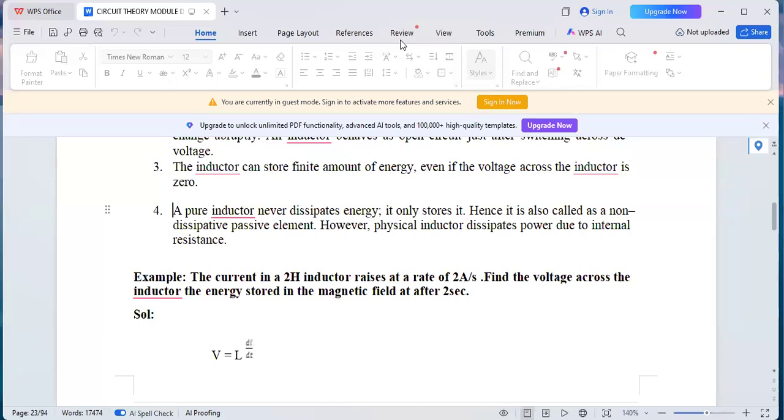So, example: the current in a 2 Henry inductor (inductors are measured in Henry) raises at a rate of 2 amps per second. Find the voltage across the inductor and the energy stored in the magnetic field after 2 seconds. So V equals L di/dt.